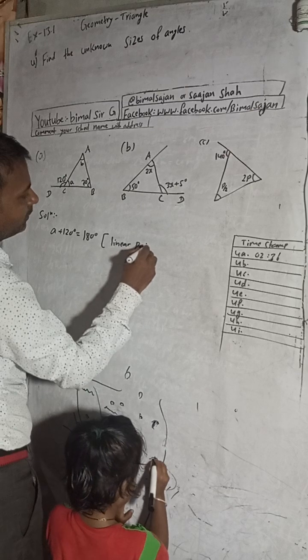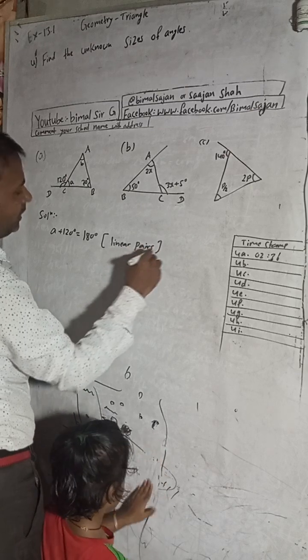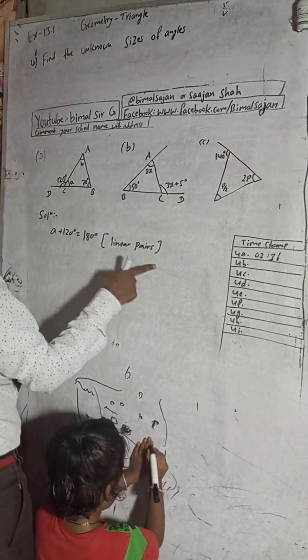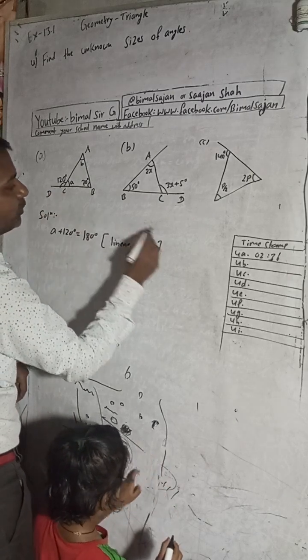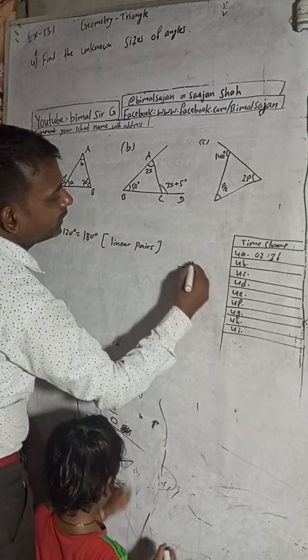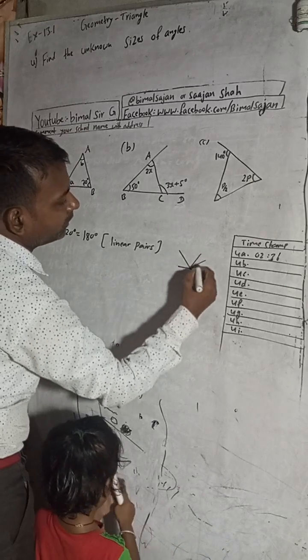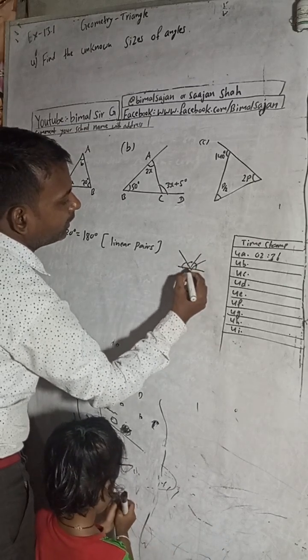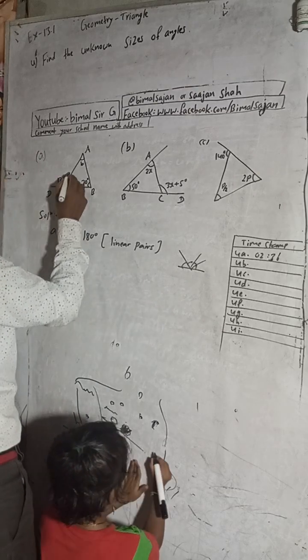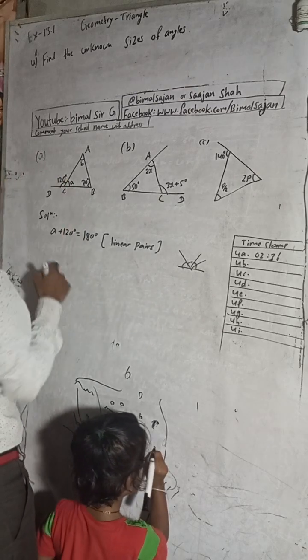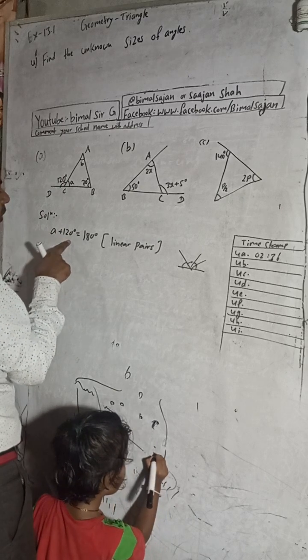Linear pairs. Okay, in any straight line, suppose this is our straight line, rough, this angle, this angle, this angle, all angles sum, when we add, this will be 180 degree. So this straight line of 180 degree is divided into two parts, A and 120, so we can write here A plus 120 degree is equal to 180 degree.